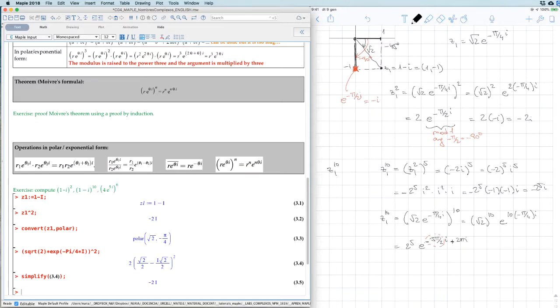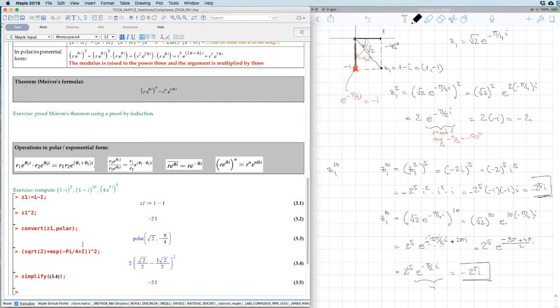I'm going to add one circle rotation, so I get 2 to the power 5 e to the minus 5 pi plus 4 pi over 2 i, and this is going to be 2 to the power 5 e, sorry, this minus is on top, e to the minus pi over 2 i. Okay, again, e to the power minus pi over 2 i we got from before, it's minus i, so what I get is the same result as before, minus 2 to the power 5 i.